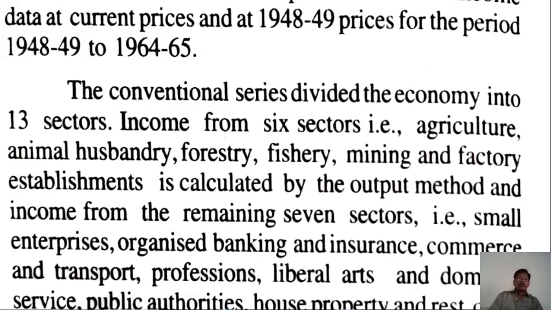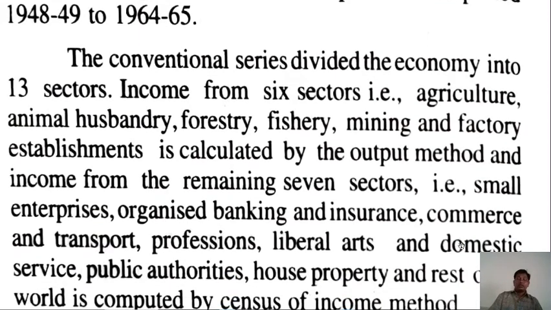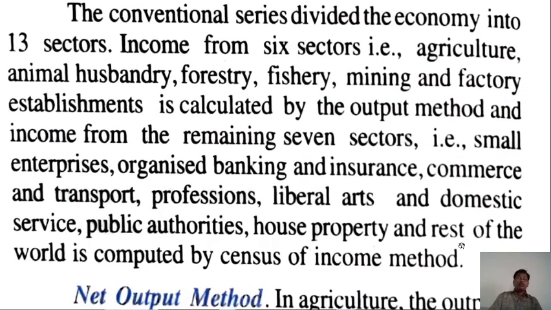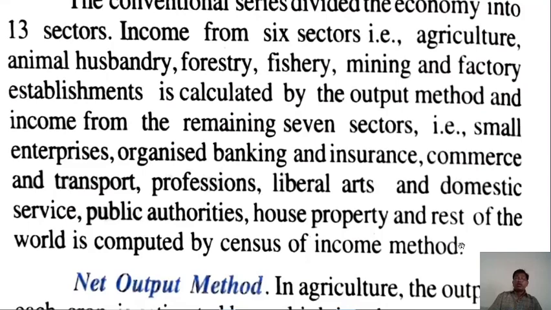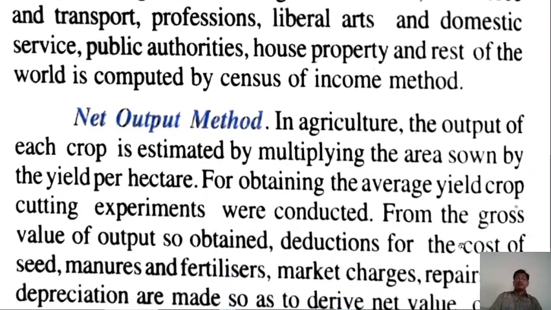For example, small enterprises, organized banking and insurance, commerce and transport, professions, liberal arts and domestic services, public authority, house property, and the rest of the world is computed by the census of income method. Second, the net output method.